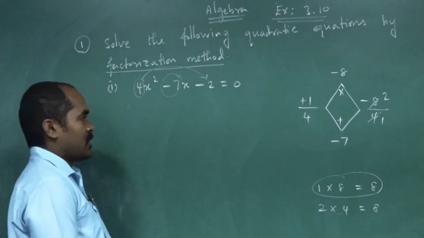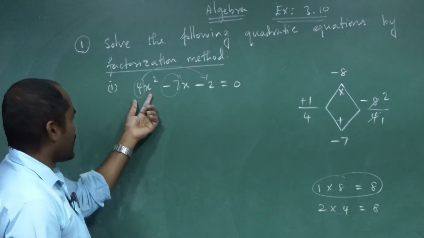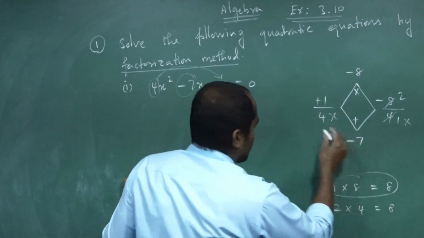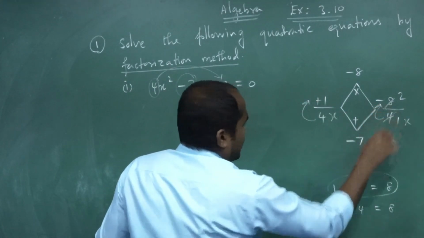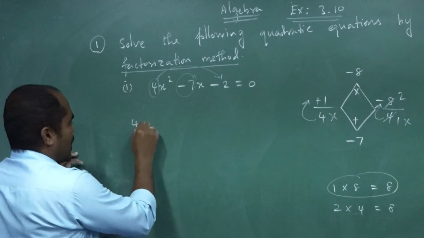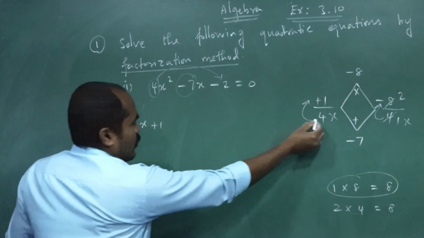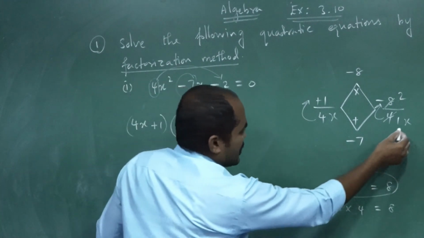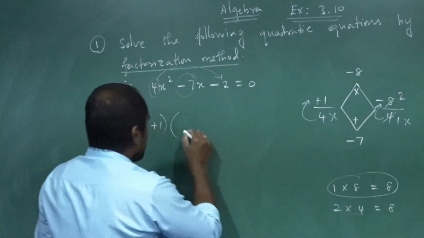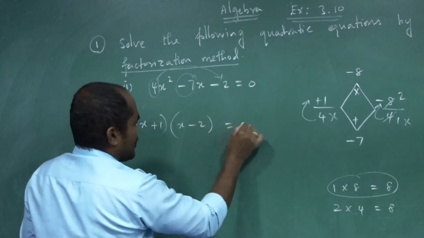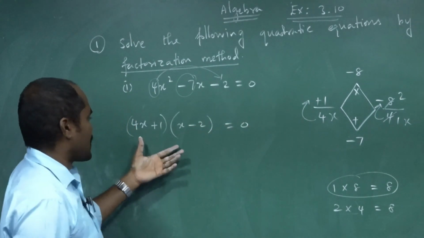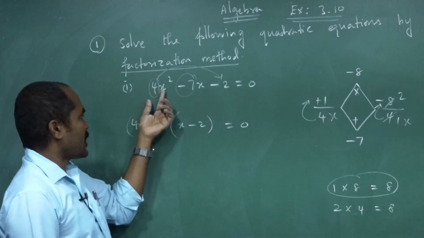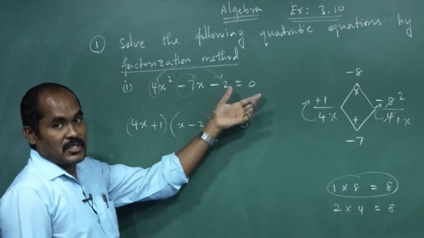So we know that here the variable is x. So put here x and x. So our factors are written like this. 4x plus 1 is one of the factors. And another factor is x minus 2. x minus 2 is equal to 0. So this is the factorization method. So these are the factors of 4x square minus 7x minus 2 is equal to 0.